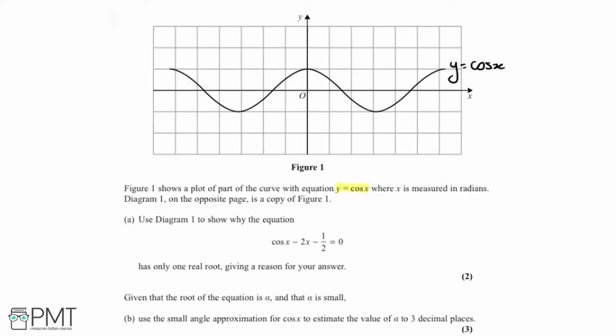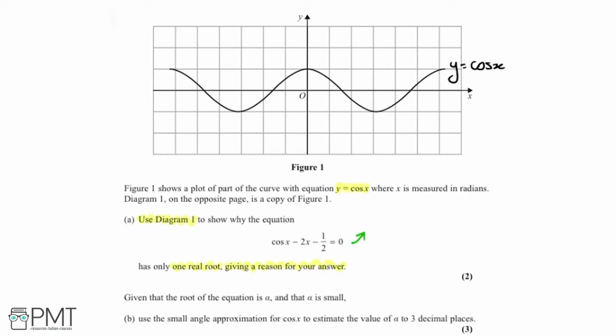So look at part A. It says use diagram 1 to show why the equation cos x minus 2x minus a half equals 0 has only one real root, giving a reason for your answer. So you can see it says to use diagram 1. So we're going to have to graphically show this using diagram 1 somehow. But we also need to give a reason for our answer. So we're going to need to use some words to explain it as well in order to get the 2 marks for the question.